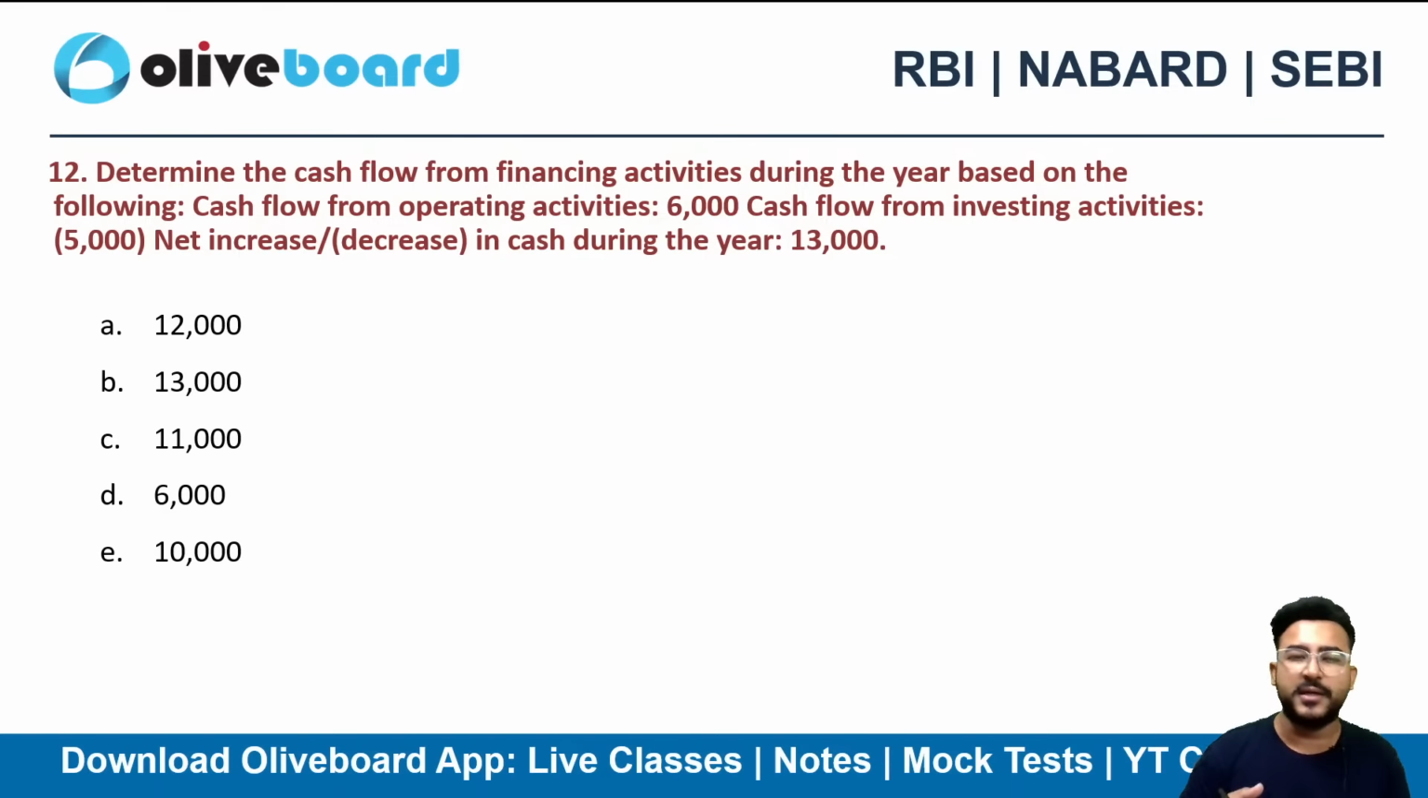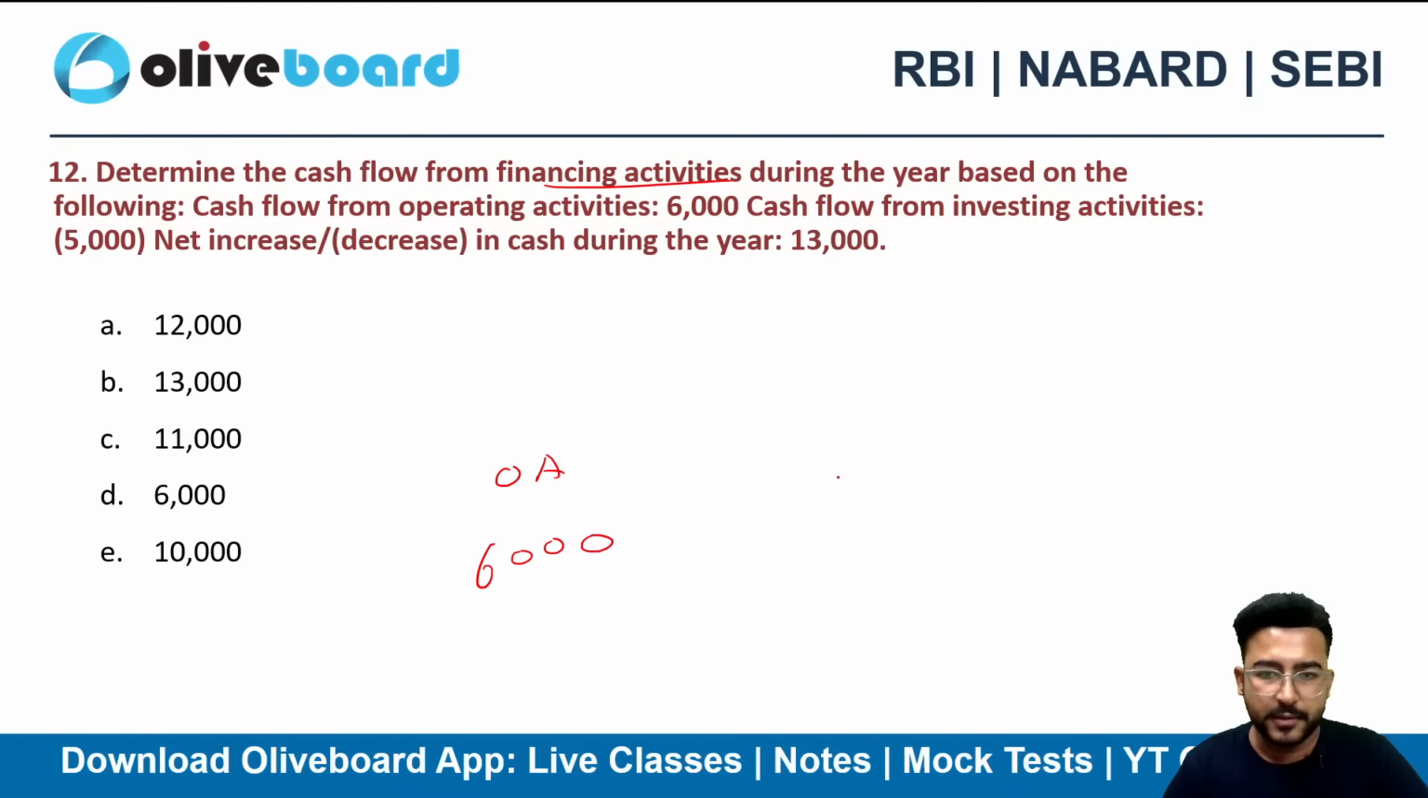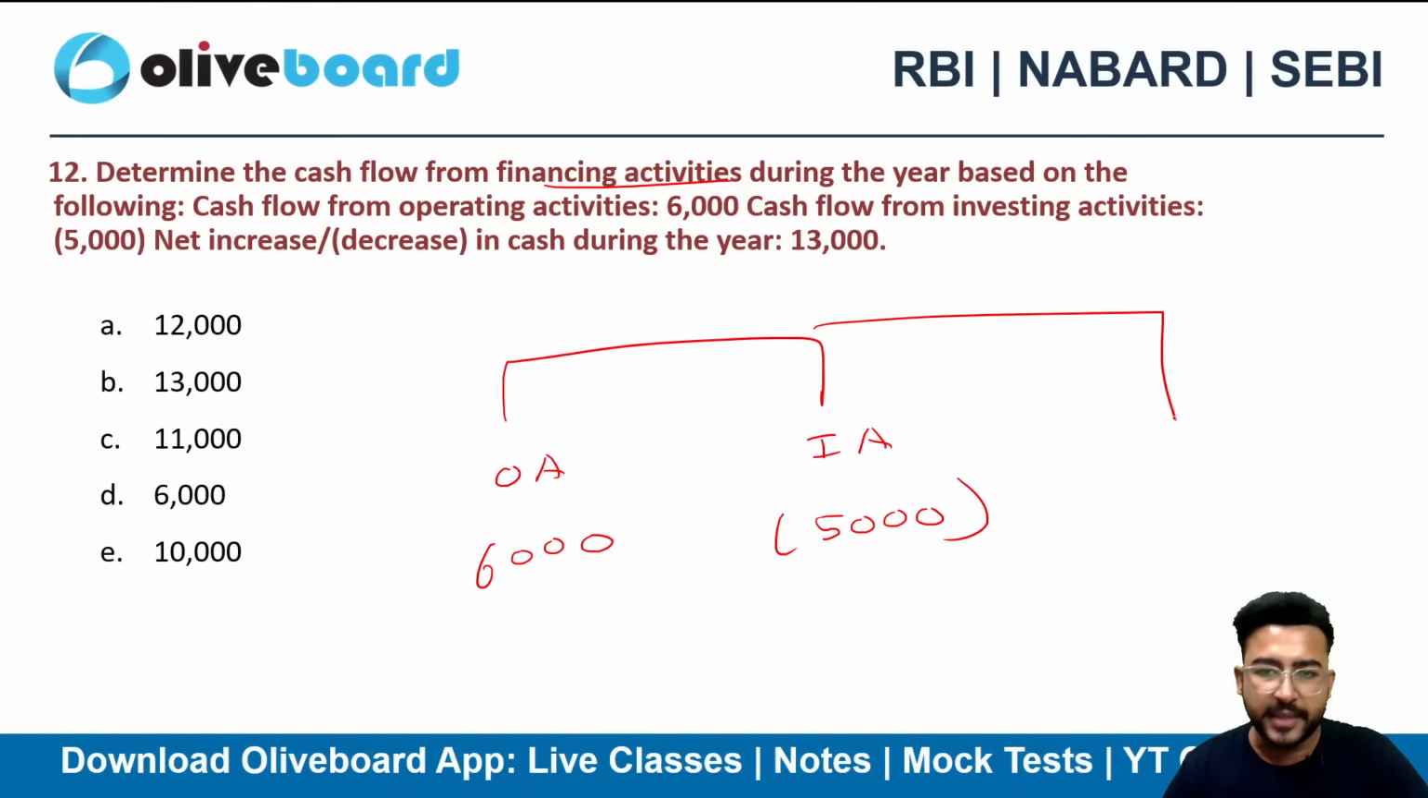Acha, this is from the chapter of cash flow statement, right? Though this kind of questions are not coming in your examination as of now, but it might come, maybe in your IFSCA, maybe in your SEBI examination as well. You need to determine the cash flow from financing activity. They have given you the cash flow from operating activity 6,000, from investing activity negative 5,000. And there was a net increase or decrease in cash of 13,000.